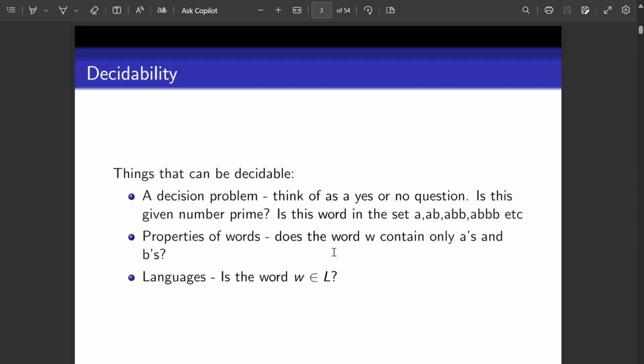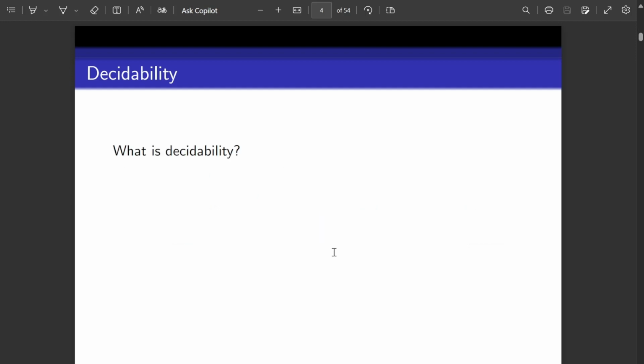So what can be decidable? A decision problem, you can think of these as a yes or no question. So is this number prime? Is this word in this set of words? A property of words, does this word contain only A's and B's? Or languages, so is this word W in the language L? So what does it actually mean to be decidable?